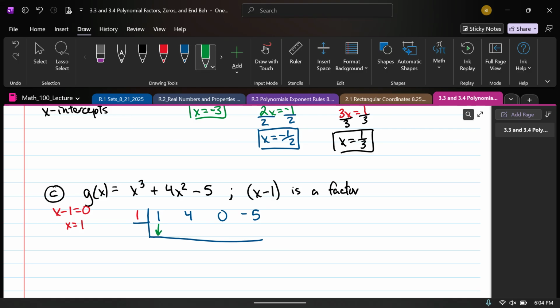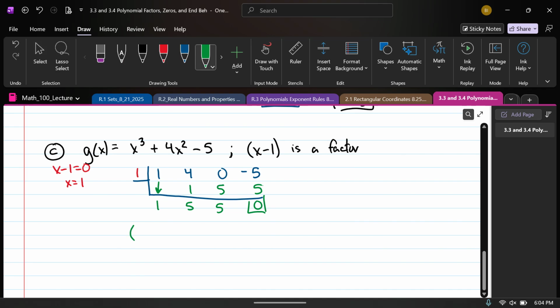Do the work. Drop the 1 down. There's my remainder of 0. So what does that factor as? That factors as x minus 1 times x squared plus 5x plus 5. That's what the polynomial has factored into using that synthetic division.